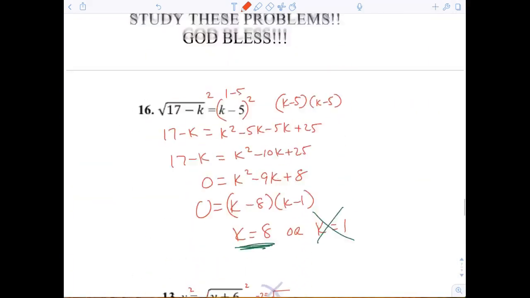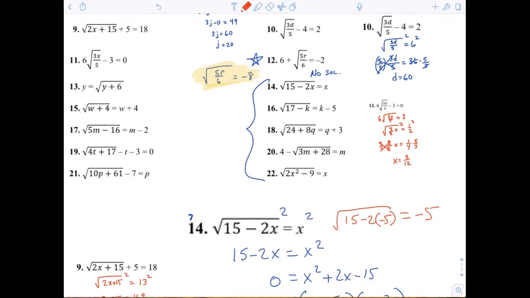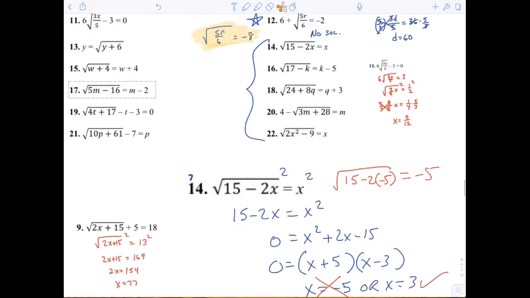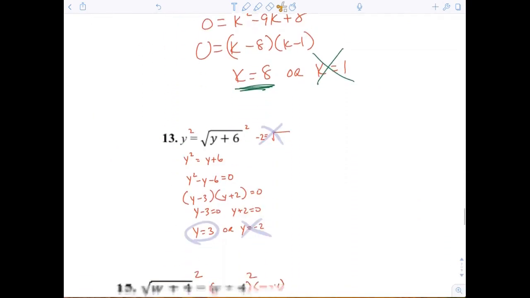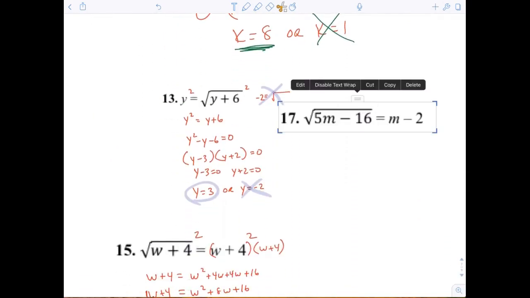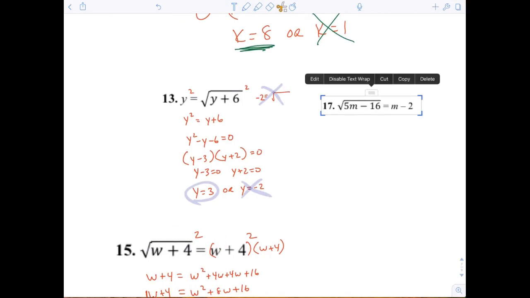All right, let's pull down 17. Everybody get to work on 17. All right, let's go. Work on 17.